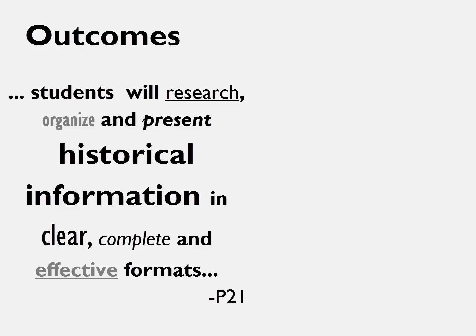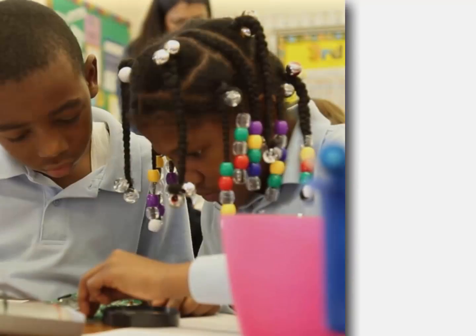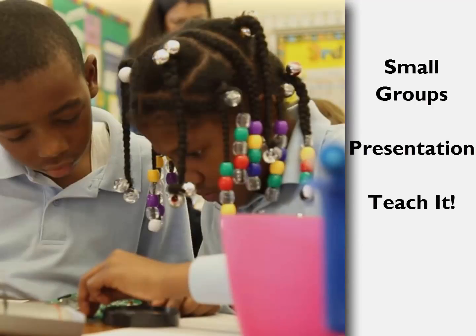clear and effective formats. The fourth grade example from the skills map for social studies provided by the Partnership for 21st Century Learning asks that working in small groups, students will choose an area from their state's history, organize a storyboard on the person, place, or event, and use digital tools to create a presentation that teaches their topic to the remainder of the class.